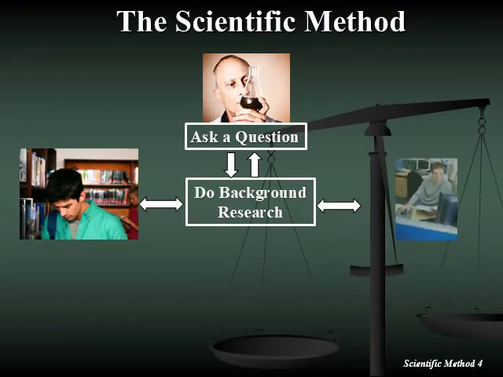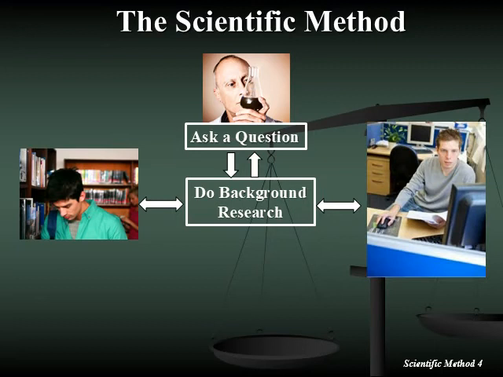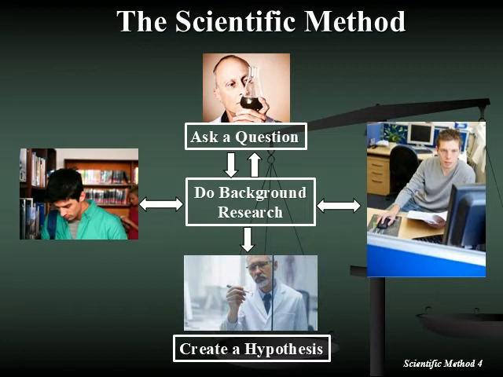The next step is to do background research, to learn what other scientists have done in the past to solve the problem, or answer the question. Once the background research is complete, scientists develop what is called a hypothesis. In science, a hypothesis is an idea or explanation that can be tested through study and experimentation. A hypothesis is something more than a wild guess, but less than a well-established theory.